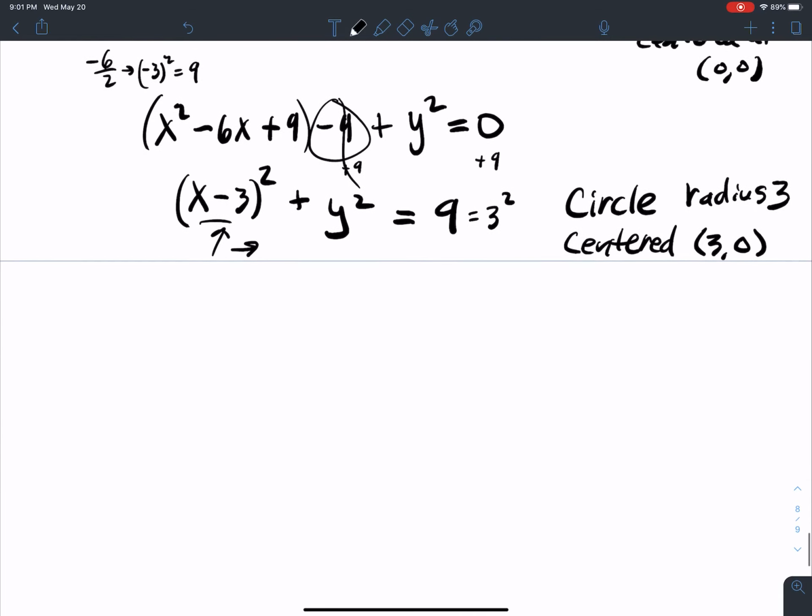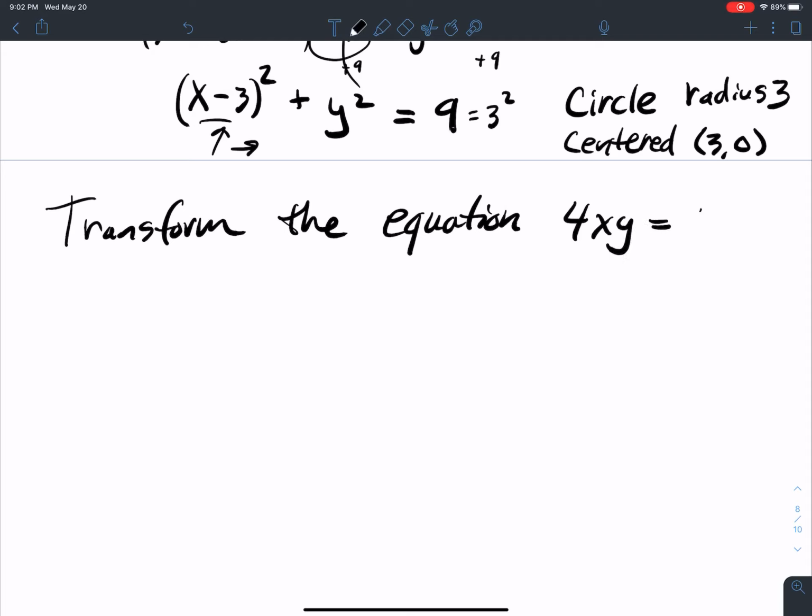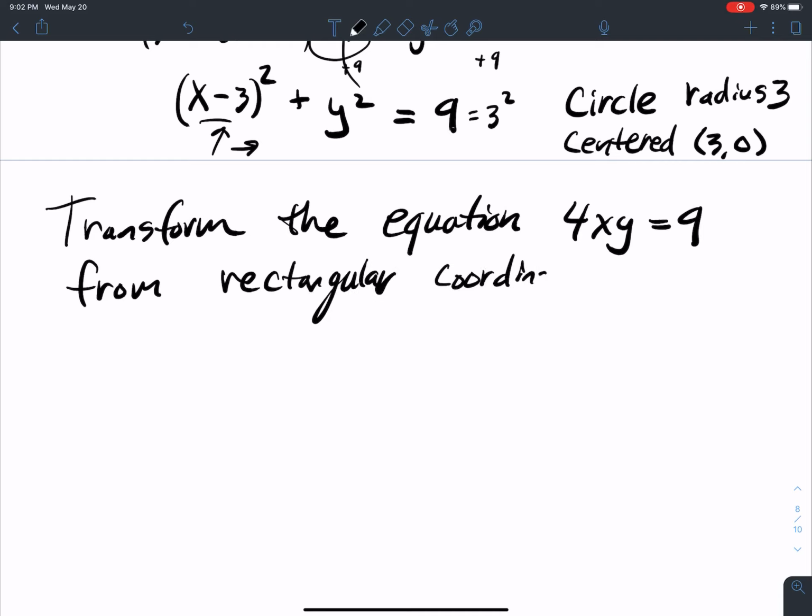Now we got one more, and I'm going to transform the equation 4xy equals 9 from rectangular coordinates to polar coordinates.